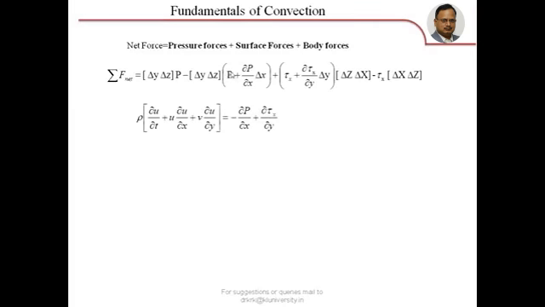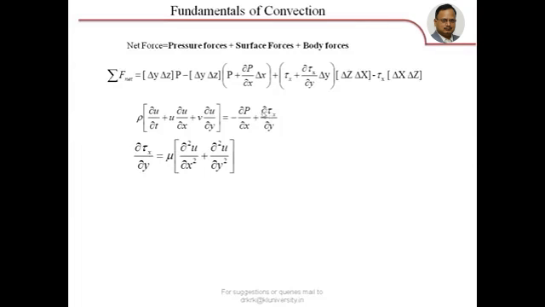And cancelling these terms, you will get ∂p/∂x here, and here you will get ∂τx/∂y. And substituting on the right hand side mass into acceleration, you will get rho (u ∂u/∂x + v ∂u/∂y) equals minus ∂p/∂x plus ∂τx/∂y. And this τx is equal to mu ∂u/∂y, and that u is again a function of x comma y.